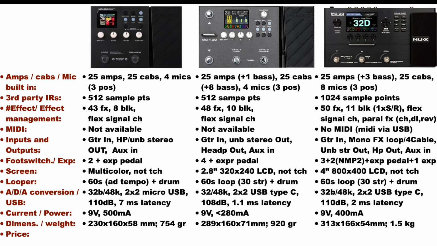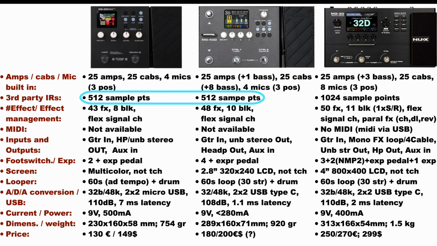So finally, the main differentiating factors are, in my opinion, the sample points for the IRs, with 512 sample points for both the 300 and the 400 and 1024 for the MG30, the two more FX blocks offered by the MG400 compared to the MG300, the FX loop available only in the MG30, and the addition of a specific stereo out in the MG400 compared to the single stereo jack available in the MG300, shared also with the headphone out.